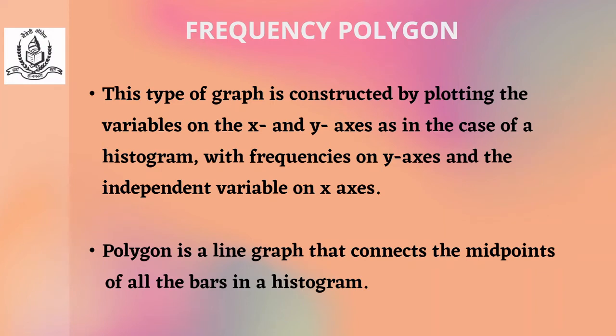The frequency polygon is a type of graph which is constructed by plotting variables on the x and y axis just as we do for the histogram. But the difference is that the polygon uses the midpoints as the key feature. The polygon is just a simple line graph which connects the midpoints of all the bars in a histogram. Let's see what it looks like.